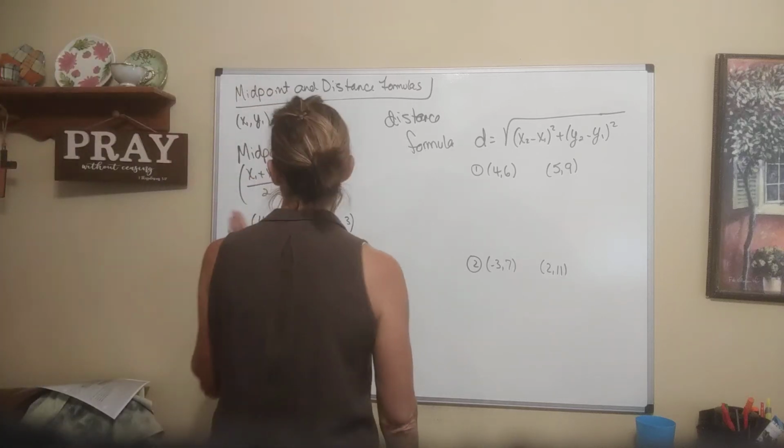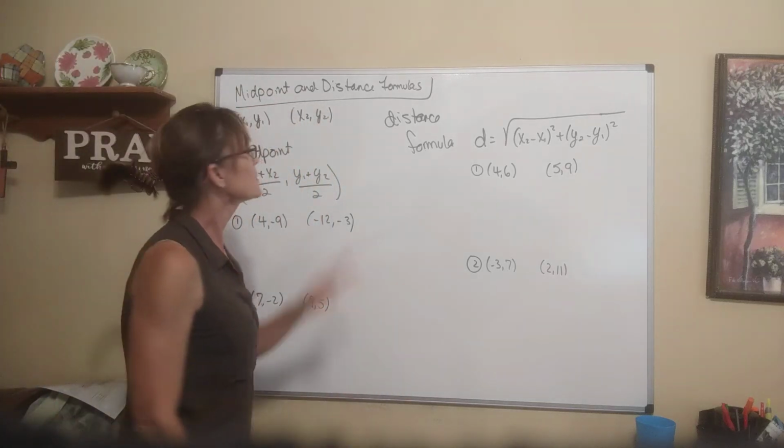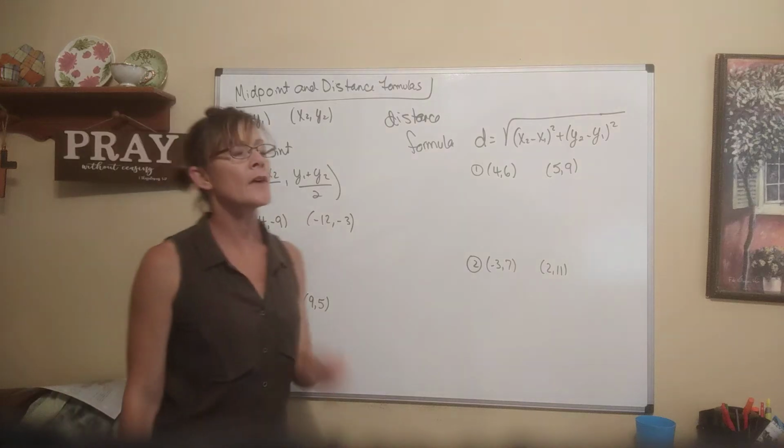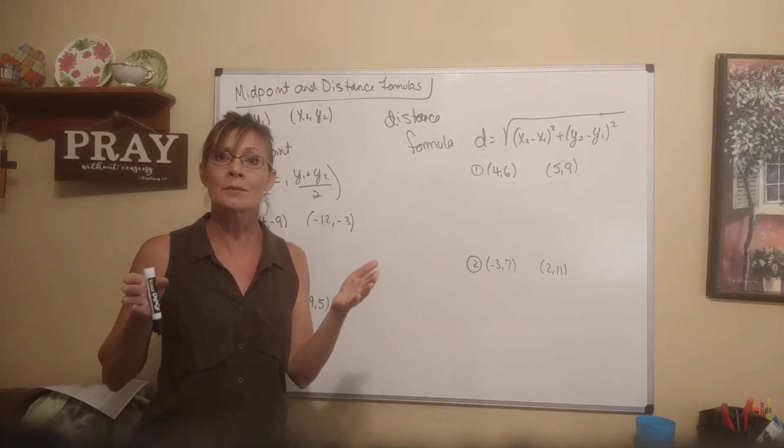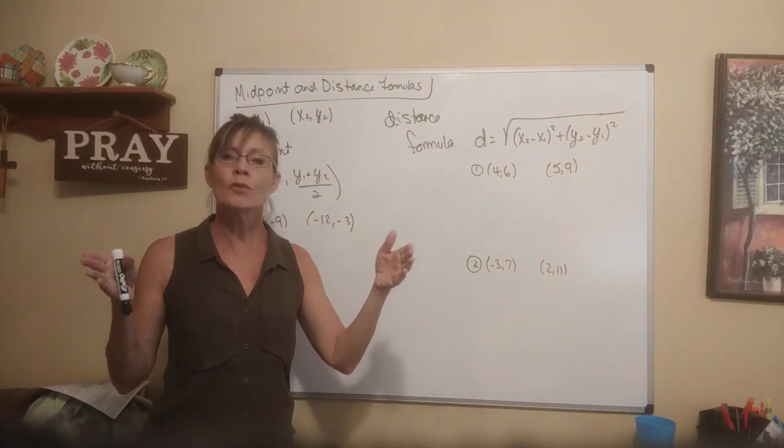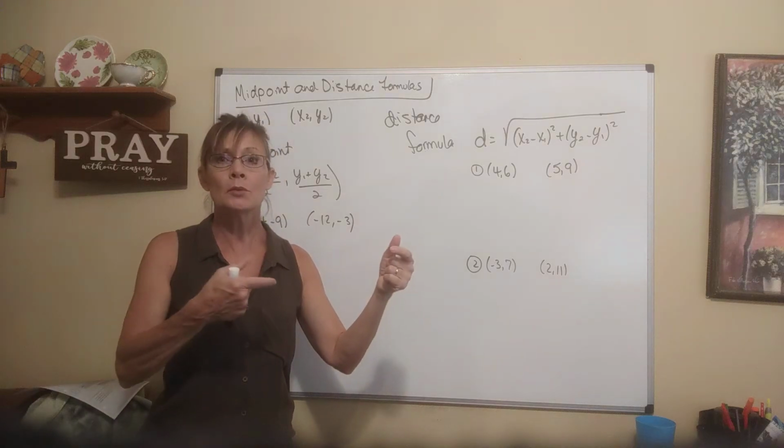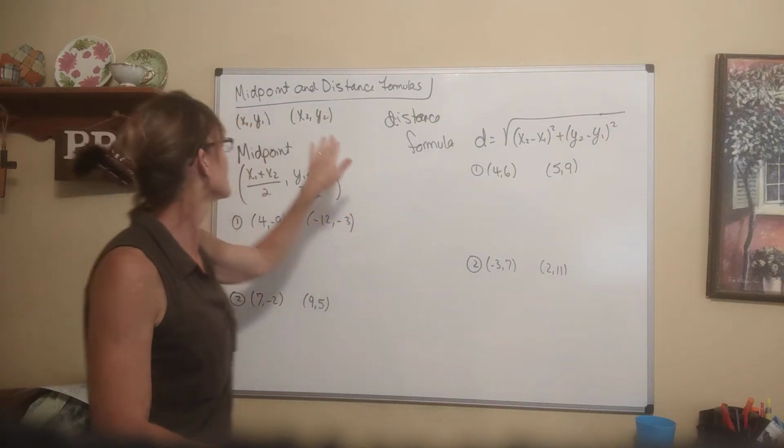Okay, now we're going to learn about the midpoint and distance formulas. So the midpoint formula is a way to find the midpoint of a line segment. If you have 2 points at the endpoints of a line segment, you can find the middle point, the midpoint, by applying this formula.